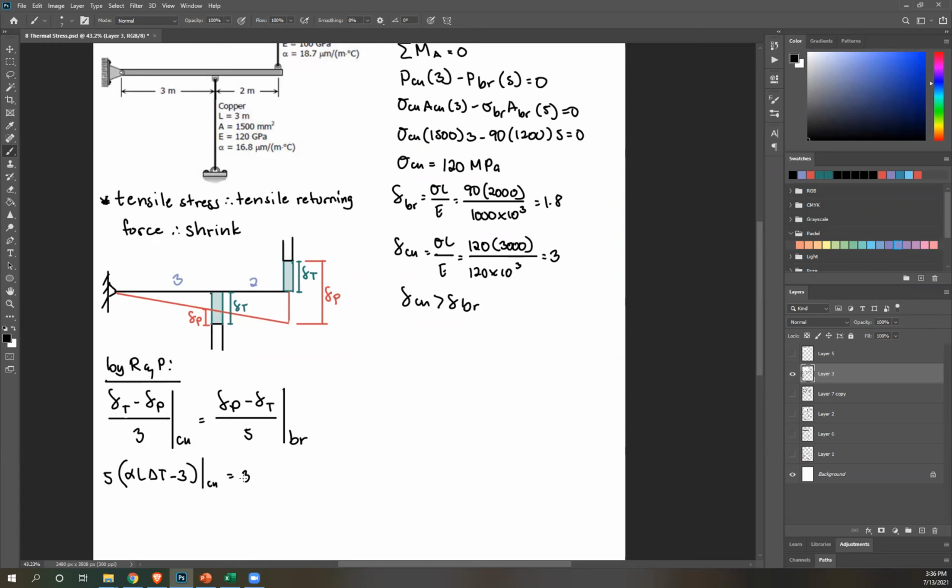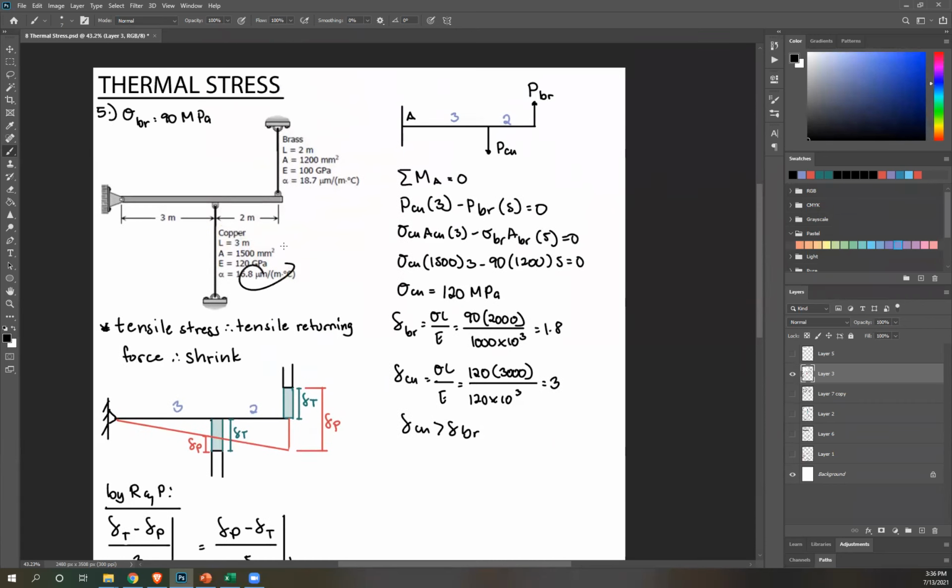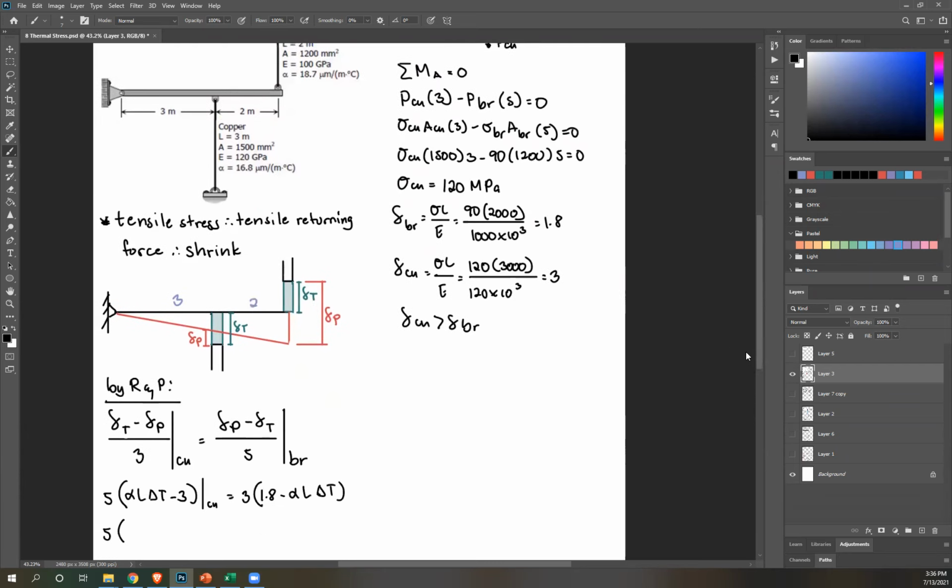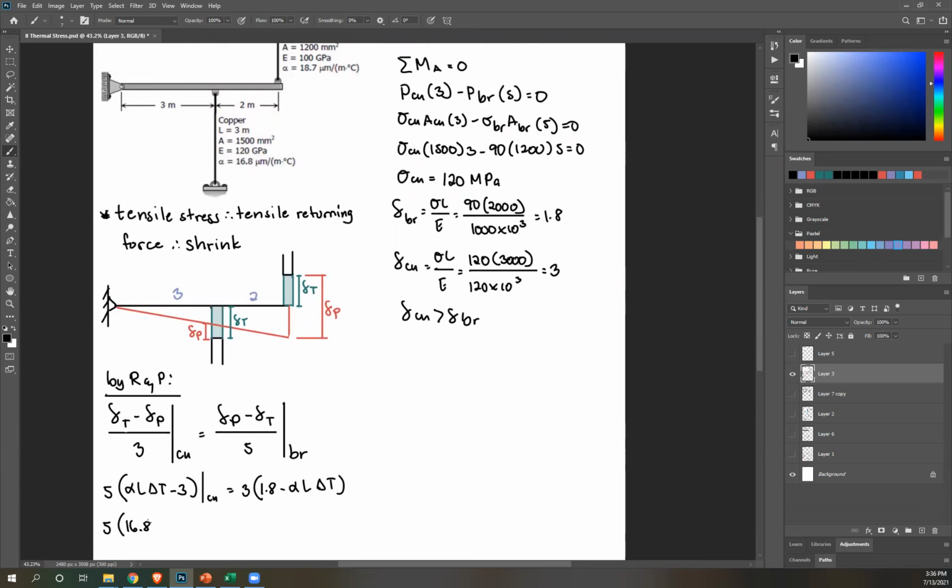equals 3 times deformation of brass is 1.8. So 1.8 minus alpha L change in T. And sub in your values: 5, alpha of copper, again, it's micrometer, so multiply by 10 raised to negative 6. Length is 3000 millimeter. And change in T is what we're looking for. Okay?